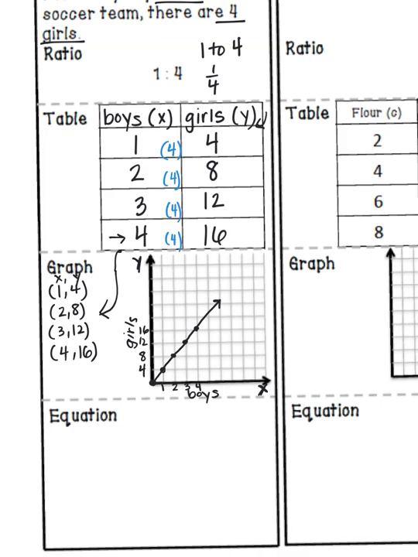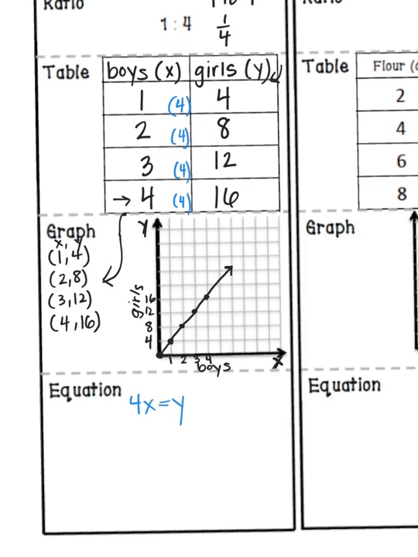So what I'm doing is I'm taking 4 and I'm multiplying it by whatever's in the x part of the table, which is boys in this case. And then I will get the number of girls. This will help me make predictions about what's coming next. So for instance, if I was to put a 5 here, I would know that this value would be 20 because I'm multiplying by 4.